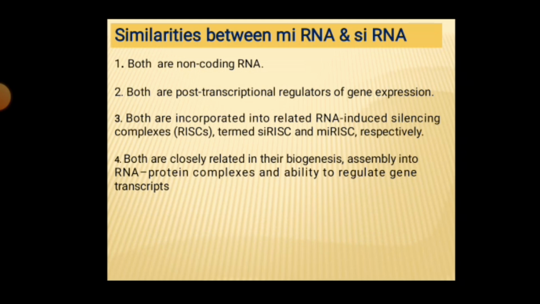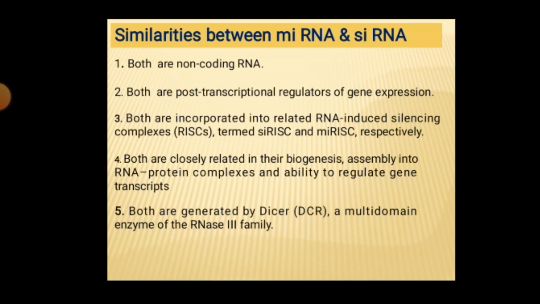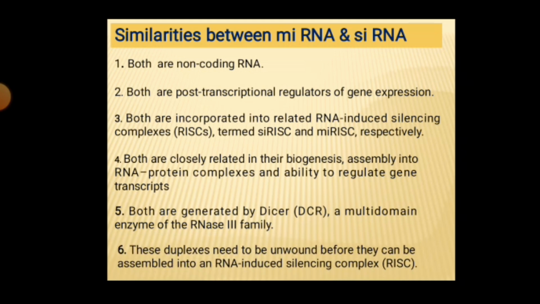Now both are closely related in their biogenesis, assembly into the RNA protein complexes, and the ability to regulate gene transcript. Number 5 is, both are generated by dicer, a multi-domain enzyme of the RNase 3 family. Both miRNA and siRNA need to be unwound before they can be assembled into the RNA-induced silencing complex. These are the similarities between miRNA and siRNA.